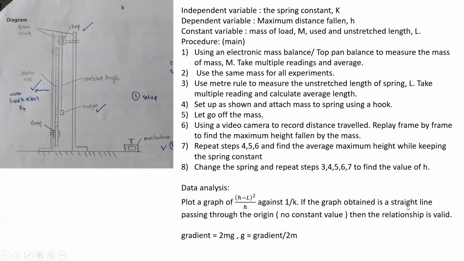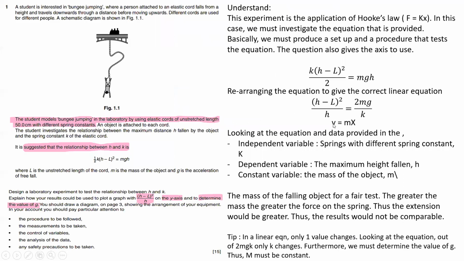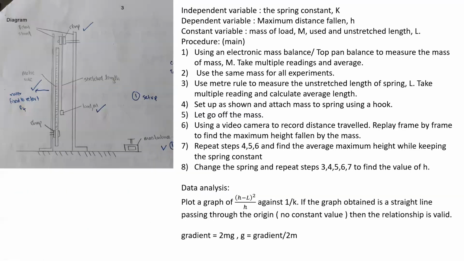If the graph obtained is a straight line passing through the origin, with no constant value, this fits y equals mx. It's not y equals mx plus c, it's y equals mx. And all y equals mx graphs pass through the origin. So for the relationship to be valid, the graph obtained is a straight line passing through the origin. Gradient equals 2mg, because 1 over k is the x value, and then g equals gradient over 2m. You divide throughout by 2m to get the value of g.